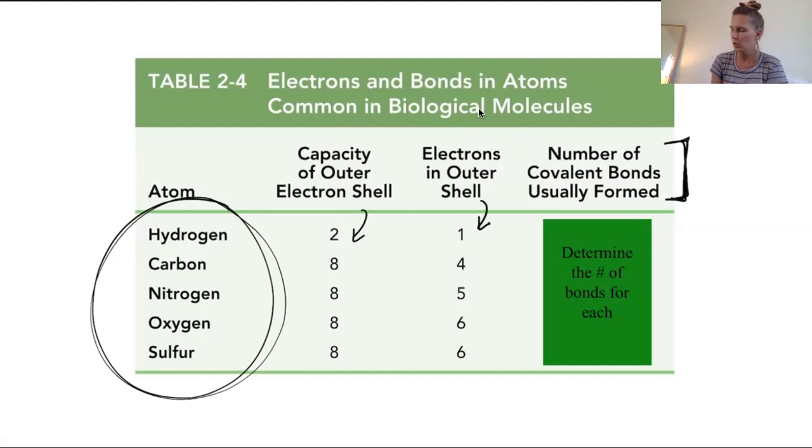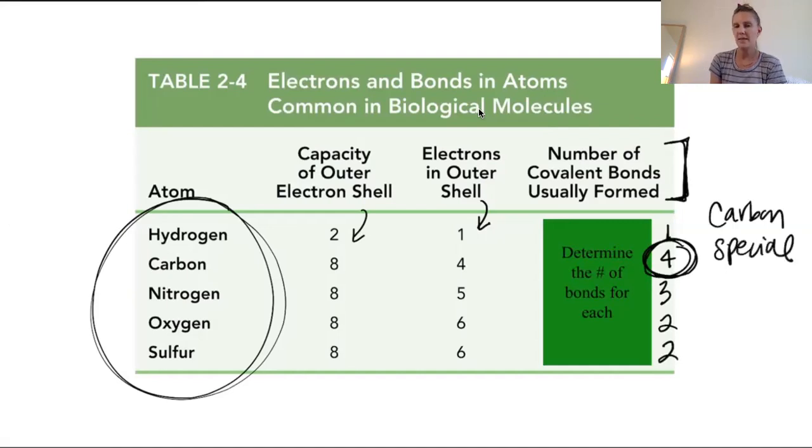right? So hydrogen likes to have 1 covalent bond. And we see that in water. Each hydrogen has 1 covalent bond. Carbon actually has 4 covalent bonds. Nitrogen 3, oxygen and sulfur are both 2, right? So again, carbon is super special. And this is because it can do lots of covalent bonding, and that gives it lots of flexibility for making rings and chains and lots of different shapes.